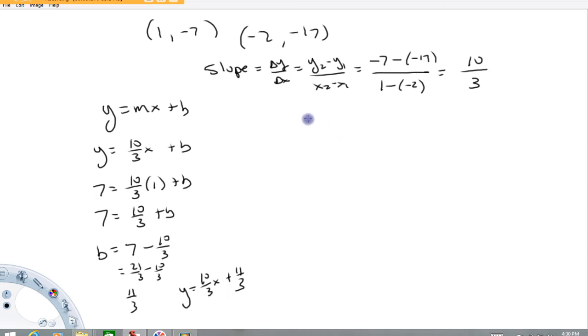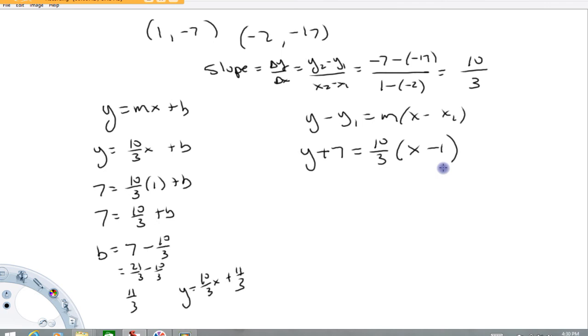In point-slope form, we have y minus y1 equals m times x minus x1. We'll put our slope in here and our values. We can actually use either of these points, it doesn't matter which. I'm going to use this one: y minus a minus 7 equals our slope times x minus 1. And there's the equation for this line in point-slope form.